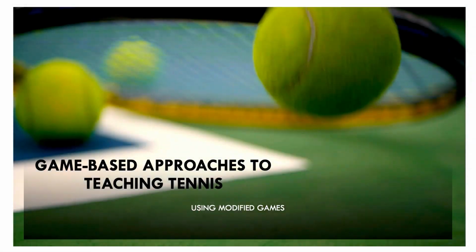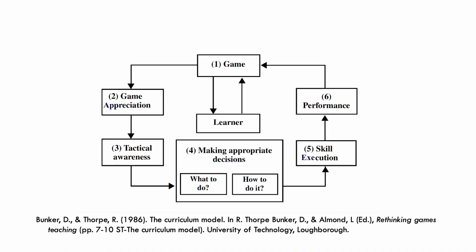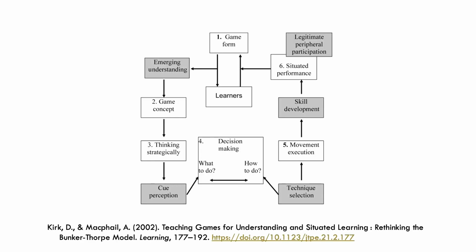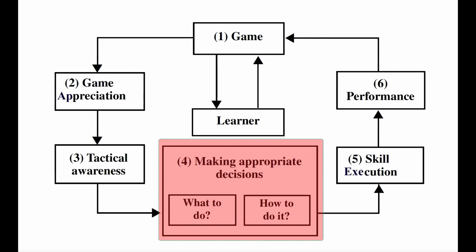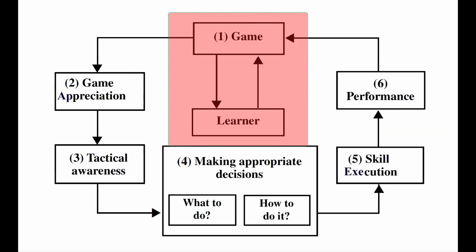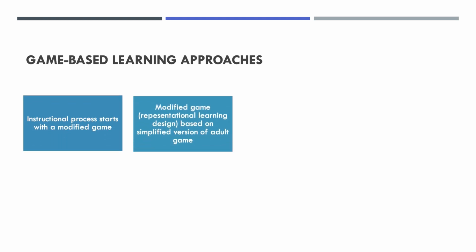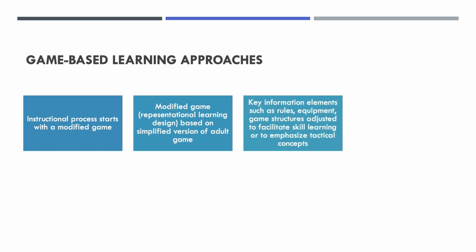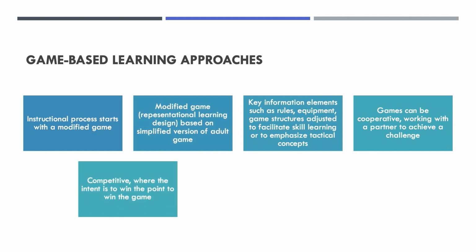A game-based approach to teaching tennis using modified games is promoted in tennis teaching programs worldwide. Play, practice, play aligns with the teaching games for understanding approach often taught in physical education and promoted around sports programs in the world, where instructional practice starts with a modified game based on simplified versions of the adult game. Key elements such as the rules, equipment, and game structures are adjusted to facilitate skill learning or to emphasize tactical concepts. Games can be cooperative in nature, working with a partner to achieve a challenge, or competitive in nature, where the intent is to win the point to win the game.